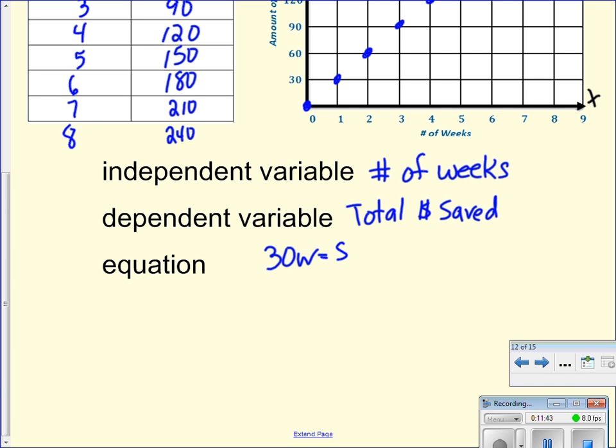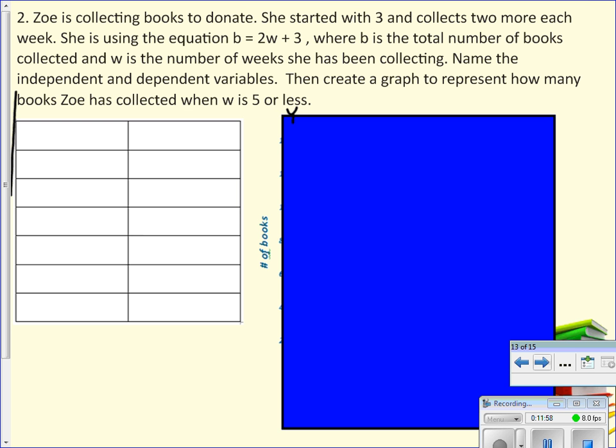Any questions? Where did the 30 come from? Where did the W come from? How come we wrote it that way? No questions? You have all your labels on your graph. You did not connect the dots. Okay. Let's have you try number 2 on your own. For real on your own this time. We kind of did that last one together.